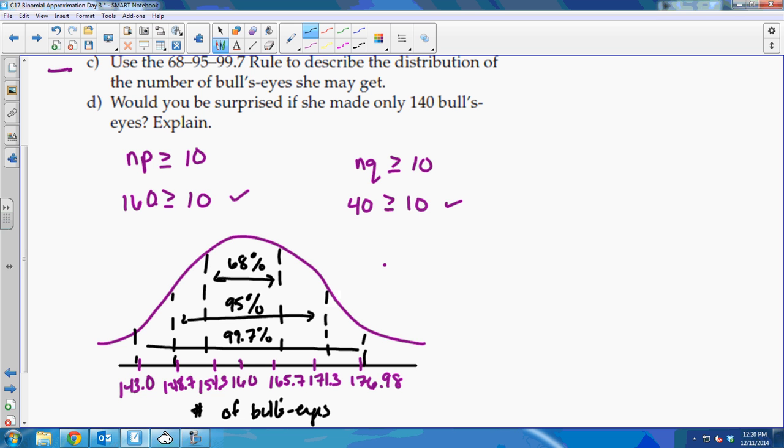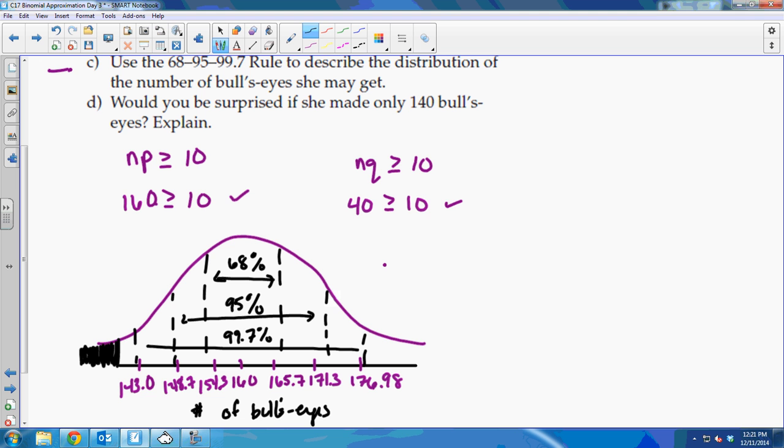So on D, would you be surprised if she made only 140 bullseyes? Yeah, that's like over here and below. But what would your explanation be? Well, how are you going to explain it statistically? How are you going to explain your surprise? Why are you surprised? It's greater than 3 standard deviations away from the mean, right?